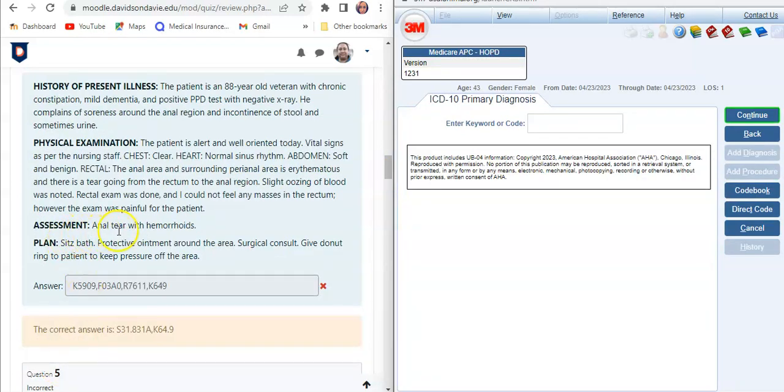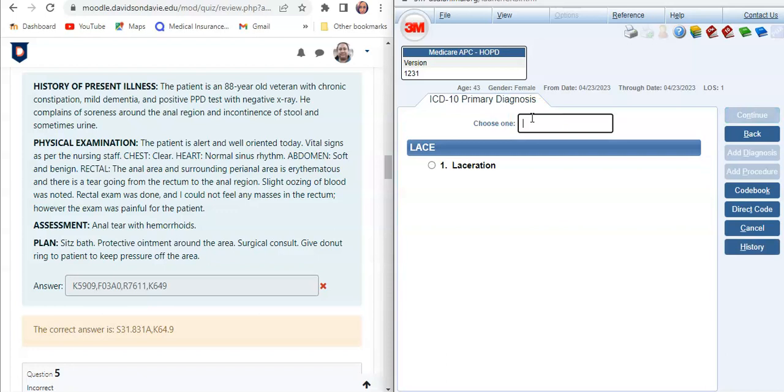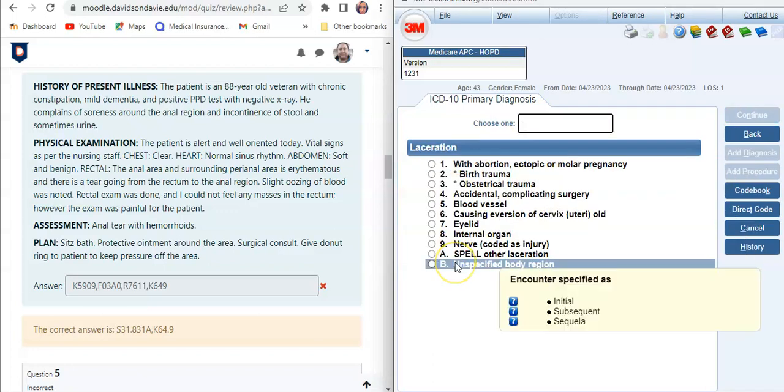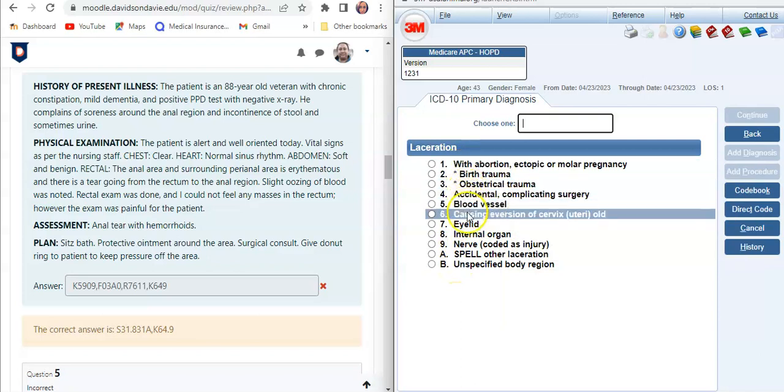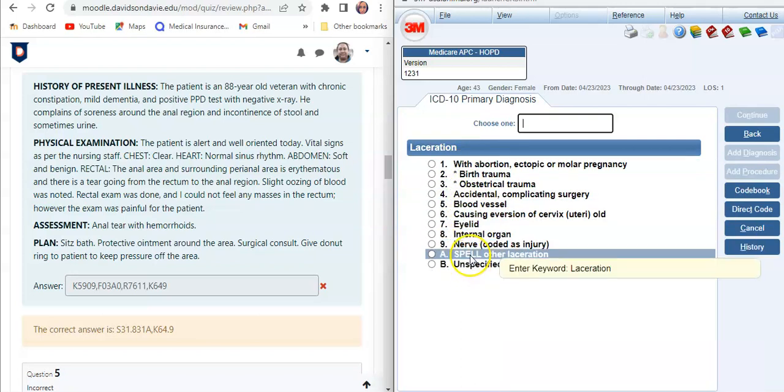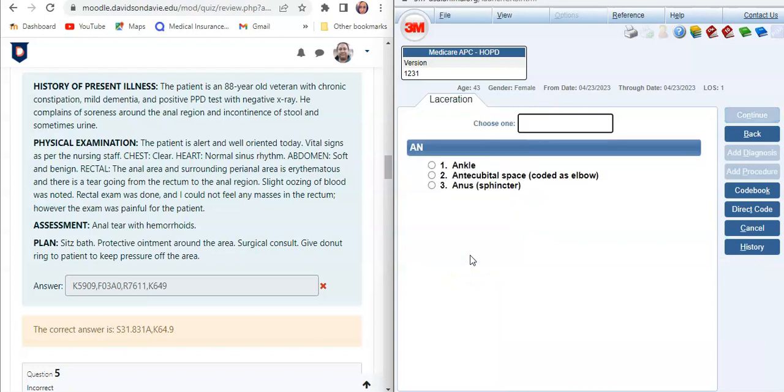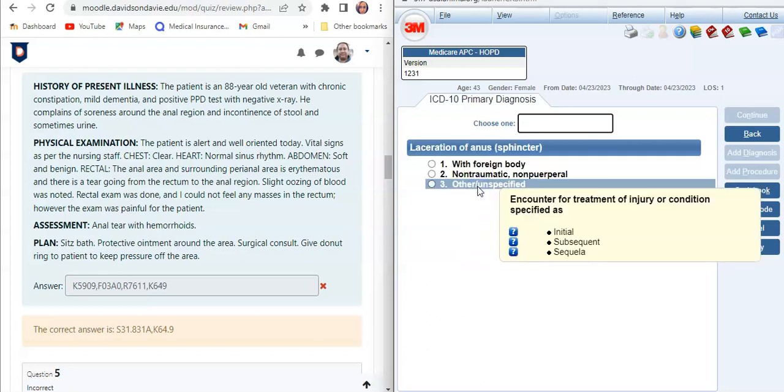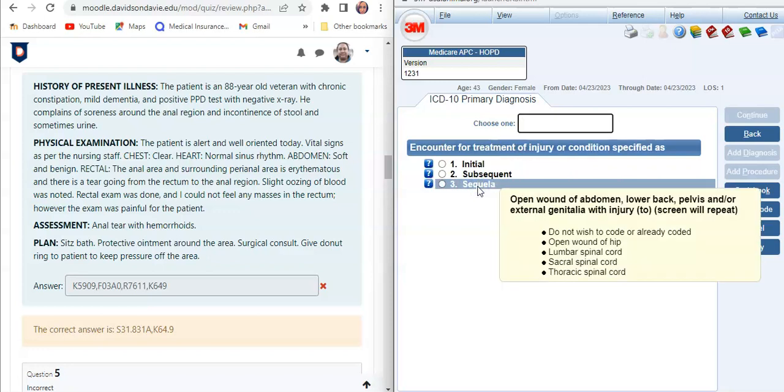Now this one is an anal tear with hemorrhoids. I struggled with this one because for the life of me I just couldn't figure it out. The reason why is I was using the word tear. Well, it's actually a laceration. So if you type in laceration, it doesn't say on here where it is, so you'll have to type that in manually there. With foreign body, nope. Non-traumatic, I mean, honestly, is any tear or laceration non-traumatic? But it's not specific as to what it was, so it's unspecified.